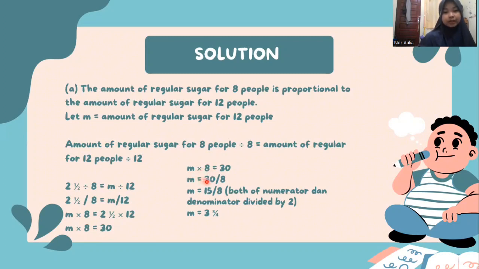M equals 30 divided by 8. We can simplify: m equals 15 divided by 8, dividing both numerator and denominator by 2. So the value of m equals 1 and 7 over 8.